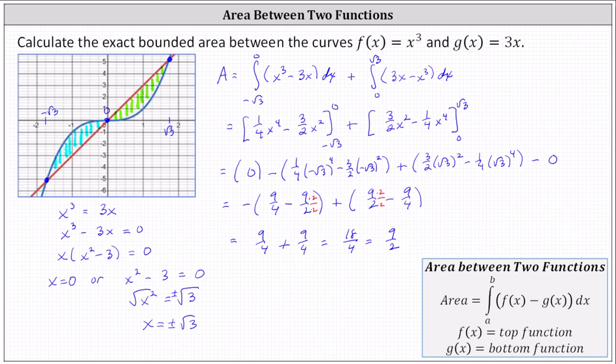This indicates the total bounded area is equal to 9 halves square units.